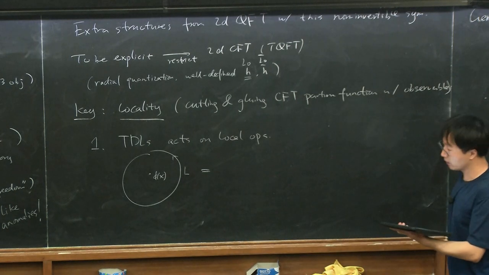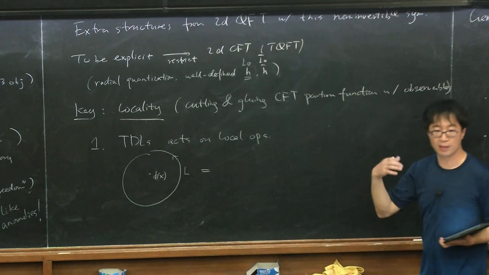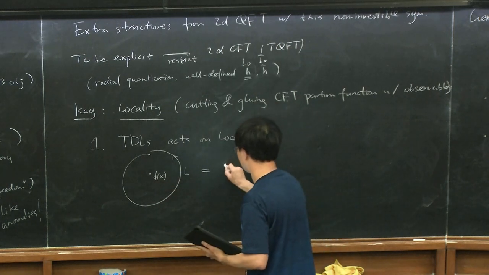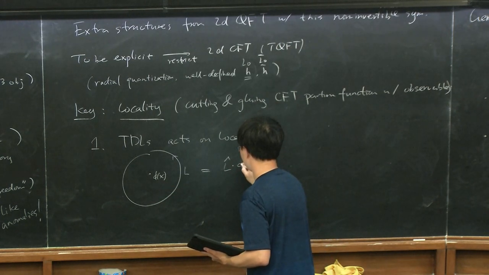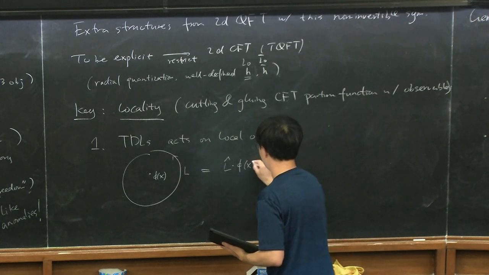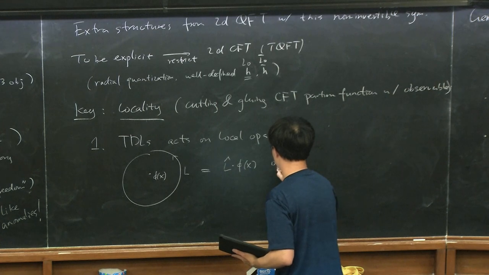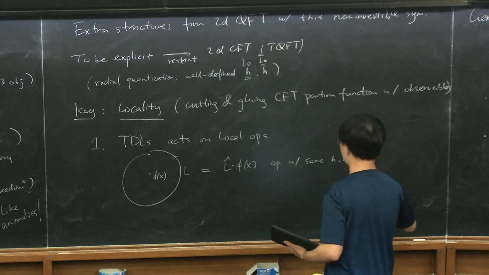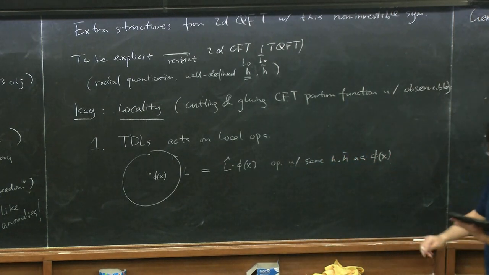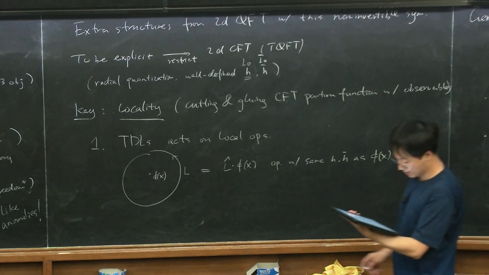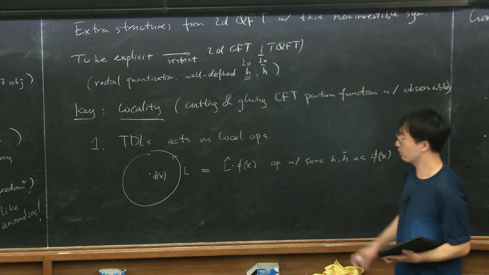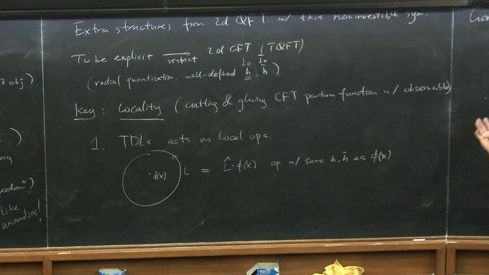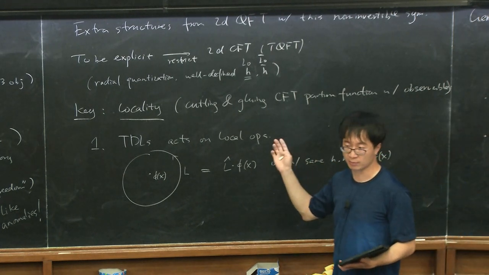Because this operator is topological, it commutes with the stress tensor, so it will preserve the conformal weight associated with this local operator. It will produce another operator, which I'll denote by L hat acting on operator phi, with the same h and h bar as the original operator. Moreover, this implies that topological defects map Virasoro primaries in the two-dimensional CFT to Virasoro primaries, and map entire multiplets to multiplets.